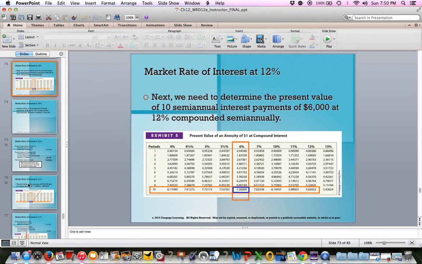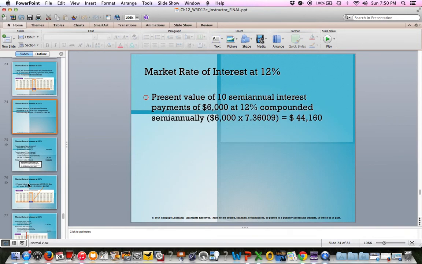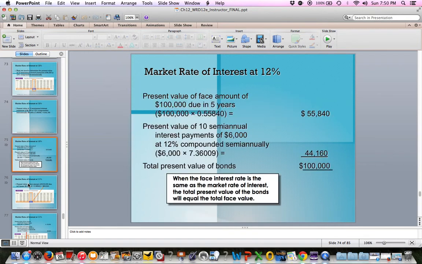So next we need to determine the present value of 10 semi-annual interest payments of $6,000 at 12% compounded annually. So again, it's 10 payments, 2 a year for 5 years is 10. And it's because every 6 months we take the interest rate that's annual at 12%, becomes 6% semi-annually, and we get the factor as 7.36009, and we multiply that factor times these $6,000 payments to get 44,160. And so the value of the bond is made up of two things: the present value of the $100,000 in 5 years, and the present value of the semi-annual interest payments becomes $100,000 because the face amount of the bond was the same as the market rate.